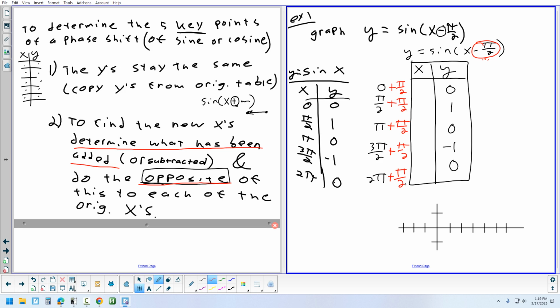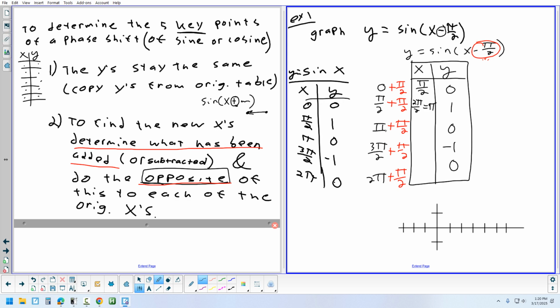Okay, so that's what I need to do. Now in the box, I need my answers. Let's start with 0 plus pi over 2, which is pi over 2. That one's usually pretty easy. The next one, we already have a common denominator of 2. What's pi over 2 plus another pi over 2? 2 pi over 2, which reduces to pi.